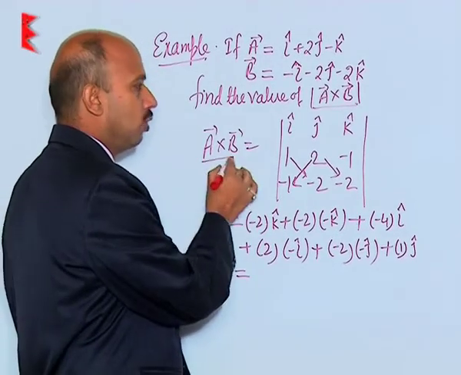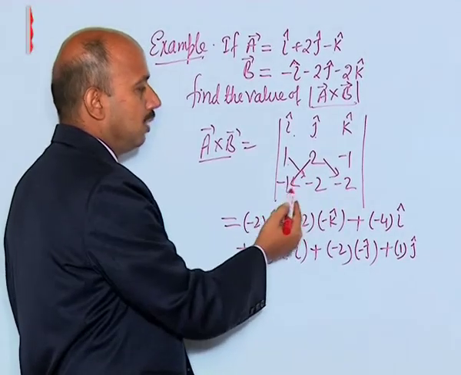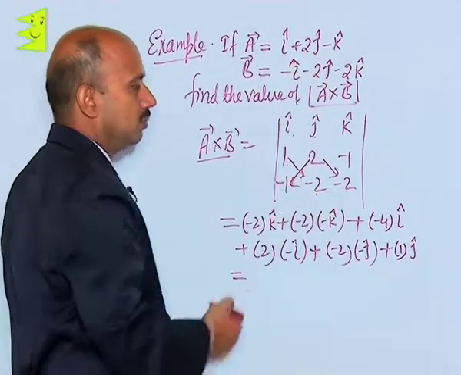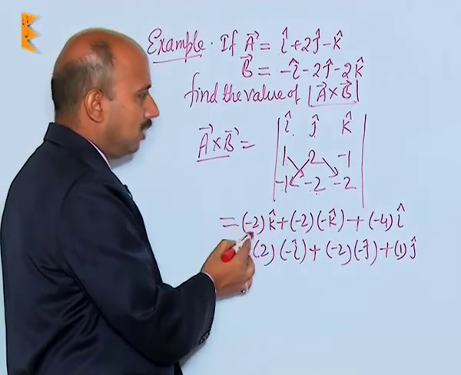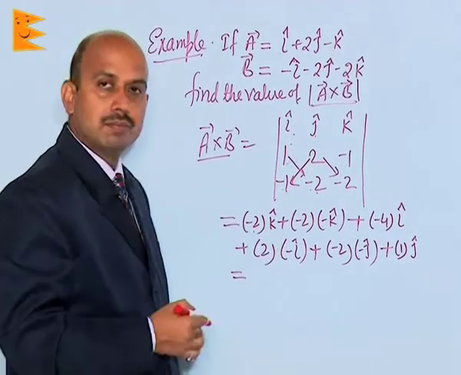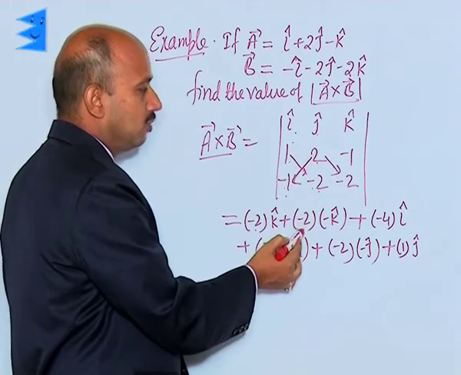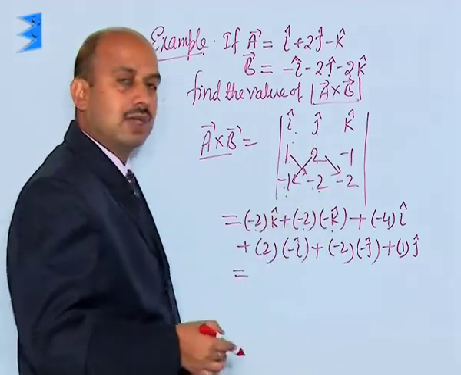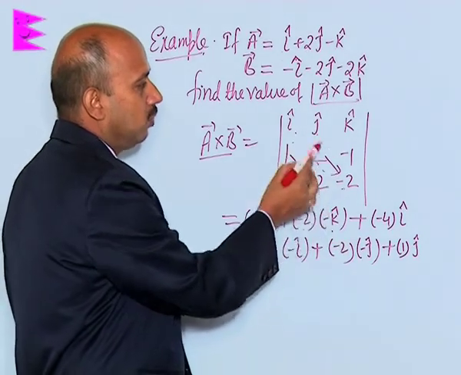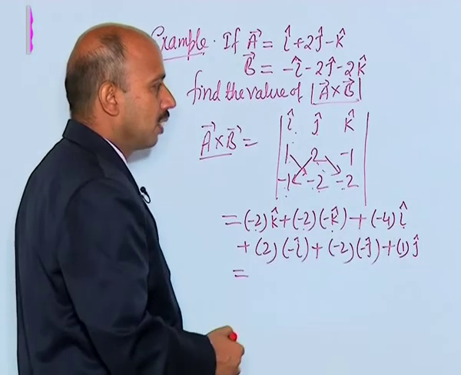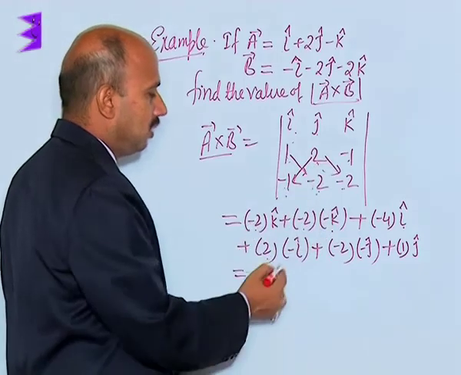Directly we have written A cross B, with i, j and k cap, then 1, 2, minus 1, and minus 1, minus 2, minus 2 from here. First I have multiplied 1 into minus 2, so that is minus 2, and i cross j is written k cap. Then plus, we have done 2 into minus 1 is minus 2, and this is j cross i, which is minus k cap. Plus 2 into minus 2, that is minus 4, j cross k is i cap, and here minus 1 into minus 2 is 2, and k cross j is minus i cap.